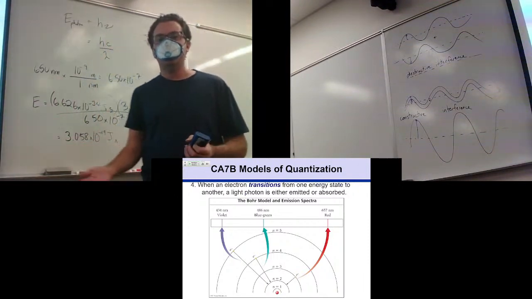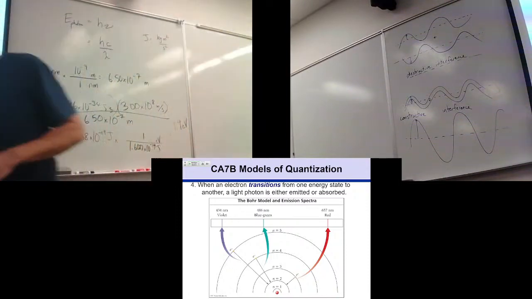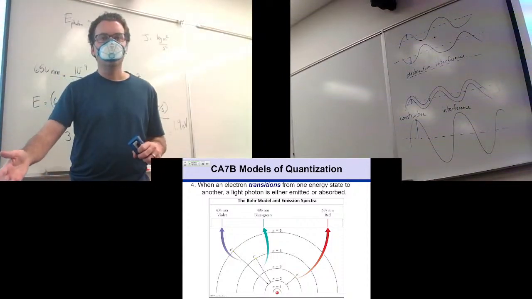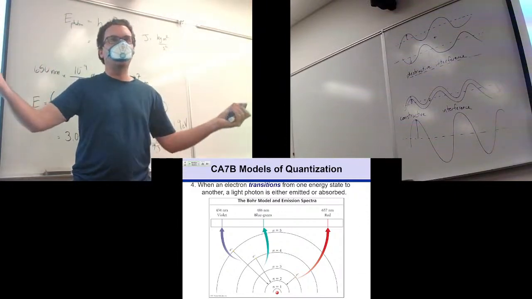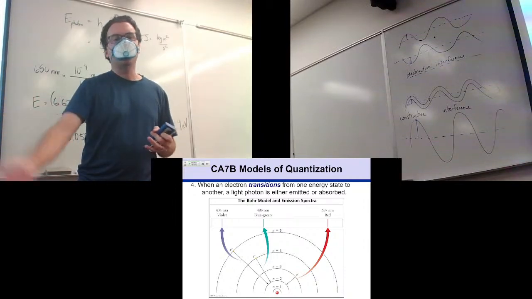So a transition can be an emission or an absorption. In the case of these things, the absorption happens because of the electricity, and the emission is when the atom wants to give that energy back. It wants to get rid of it, dump it, and it dumps it in the form of light.